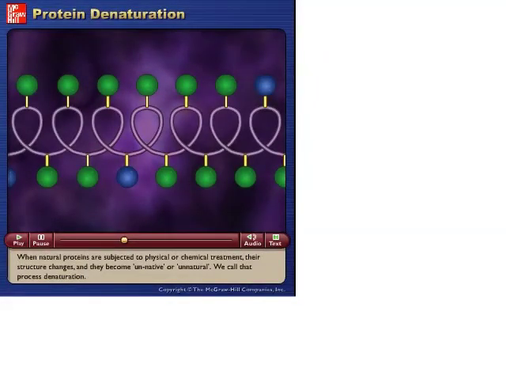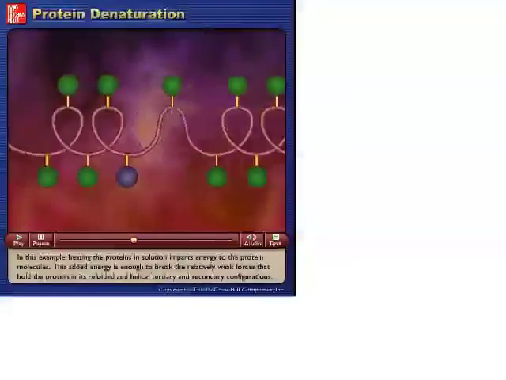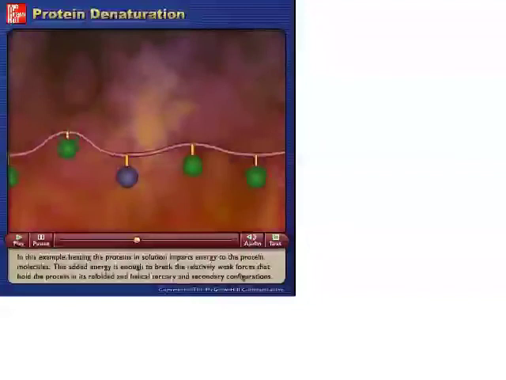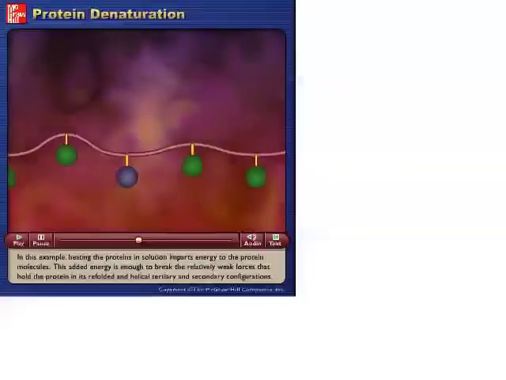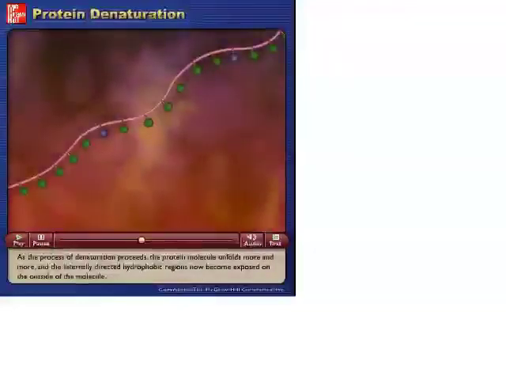When natural proteins are subjected to physical or chemical treatment, their structure changes and they become unnative or unnatural. We call that process denaturation. In this example, heating the proteins in solution imparts energy to the protein molecules. This added energy is enough to break the relatively weak forces that hold the protein in its refolded and helical tertiary and secondary configurations. As the process of denaturation proceeds, the protein molecule unfolds more and more, and the internally directed hydrophobic regions now become exposed on the outside of the molecule.